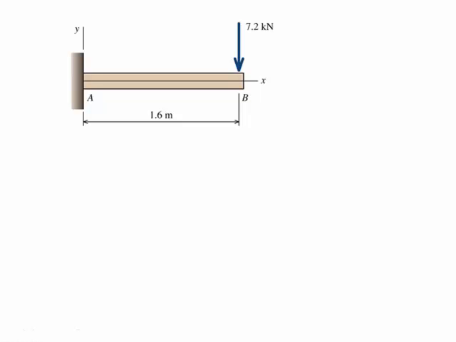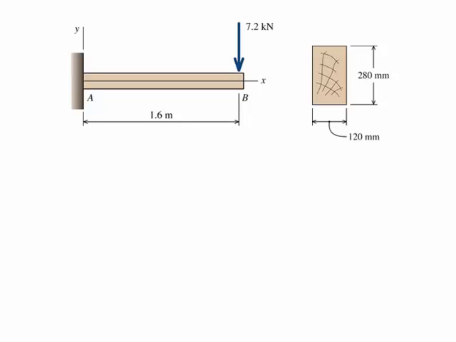We have a cantilever beam with a span of 1.6 meters, subjected to a point load at the tip of 7.2 kilonewtons. The beam is made out of a rectangular timber cross-section that has a width of 120 millimeters and a depth of 280 millimeters.